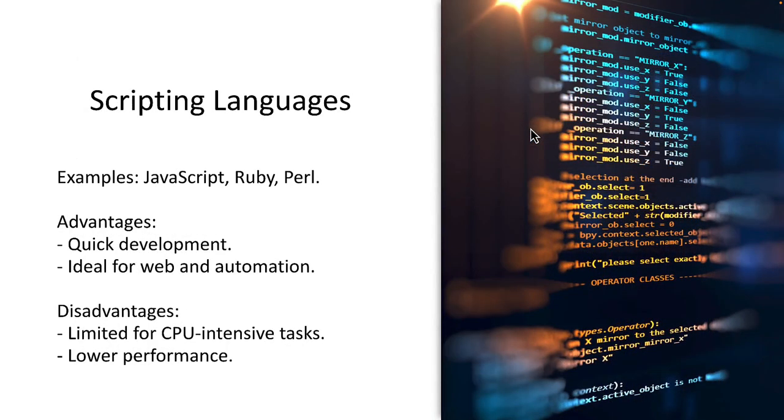The next type are scripting languages, and examples of this are JavaScript, Ruby, and Perl. And the advantages are you can really do quick development, and it's ideal for web and automation. So particularly JavaScript is used heavily in web development, and the code can actually run in the browser. The disadvantages of things like JavaScript are limited for CPU intensive tasks. So if you have a lot of heavy math calculations, not the best choice, and it's a little bit lower performance. So those are the scripting languages.